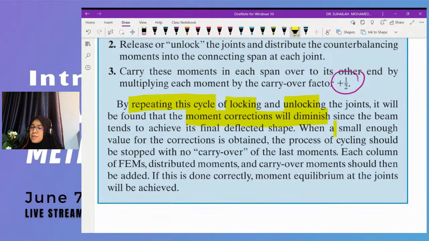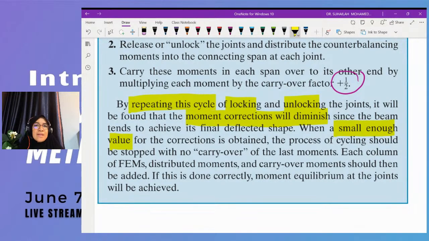When a small enough value, small enough value means whenever the moment value in the table reaches zero, 0.0 something, the process of cycling should be stopped with no carryover of the last moment.